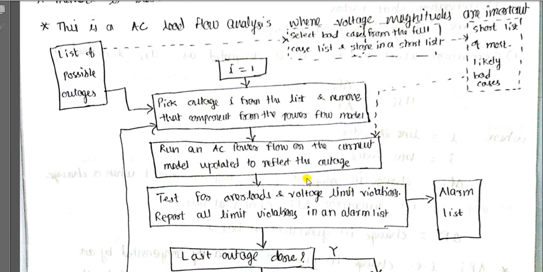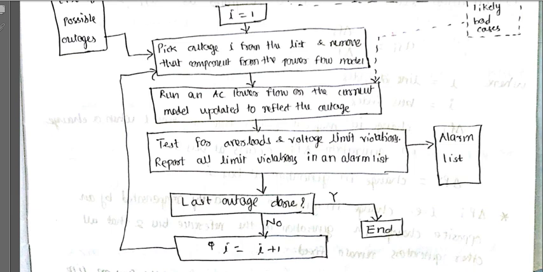Once we get voltages at all the buses, we will come to know which transmission lines are overloaded, which are underloaded, and which buses have violated the limits. All that we will come to know, and that available data will be compared with the standard data and we will come to know where the violation of limits has taken place. Once we find such cases, the alarm list will be prepared.